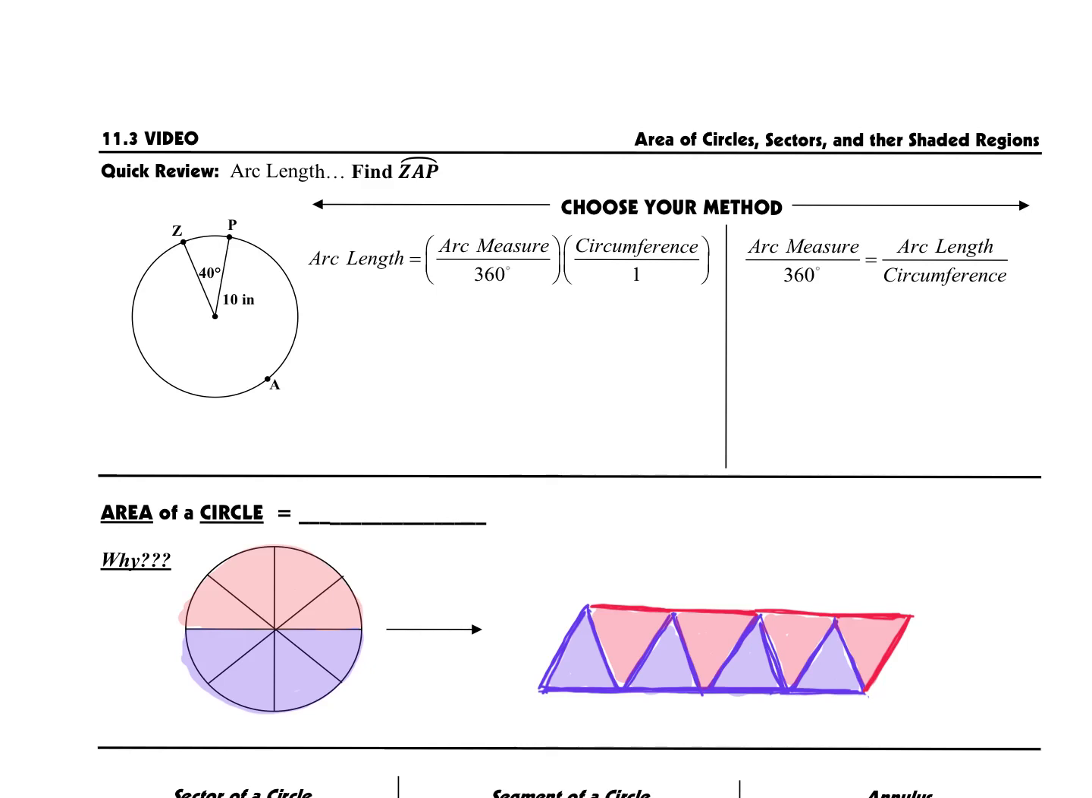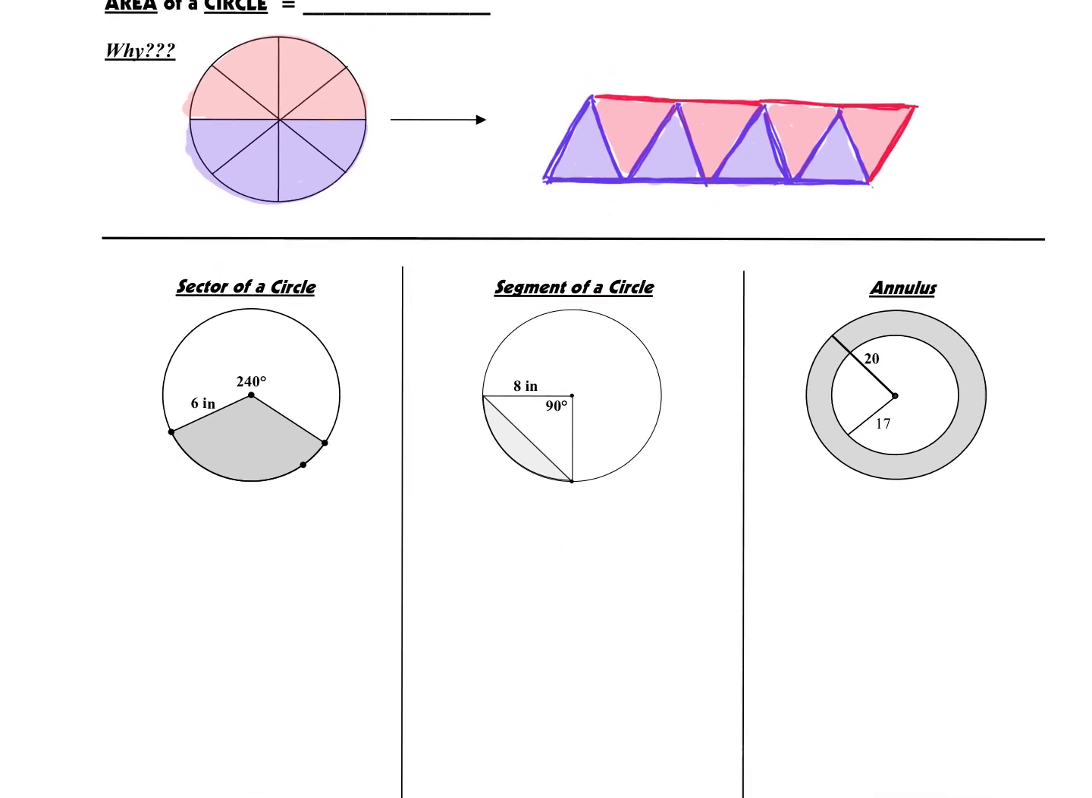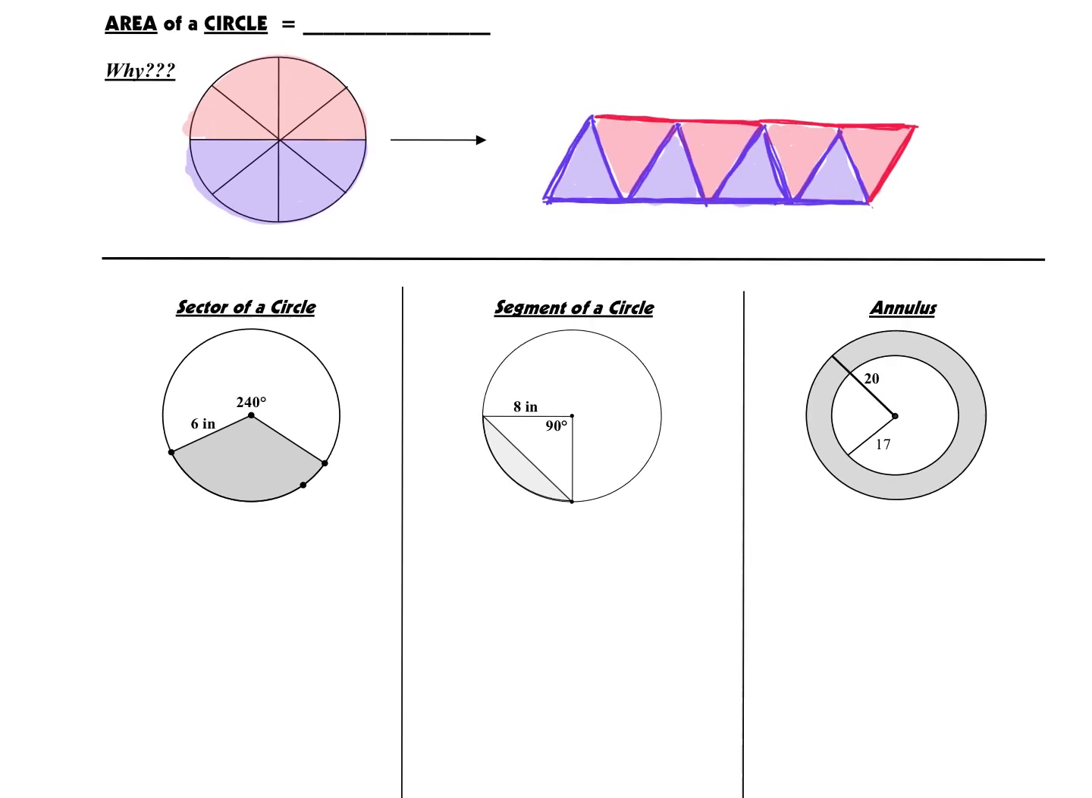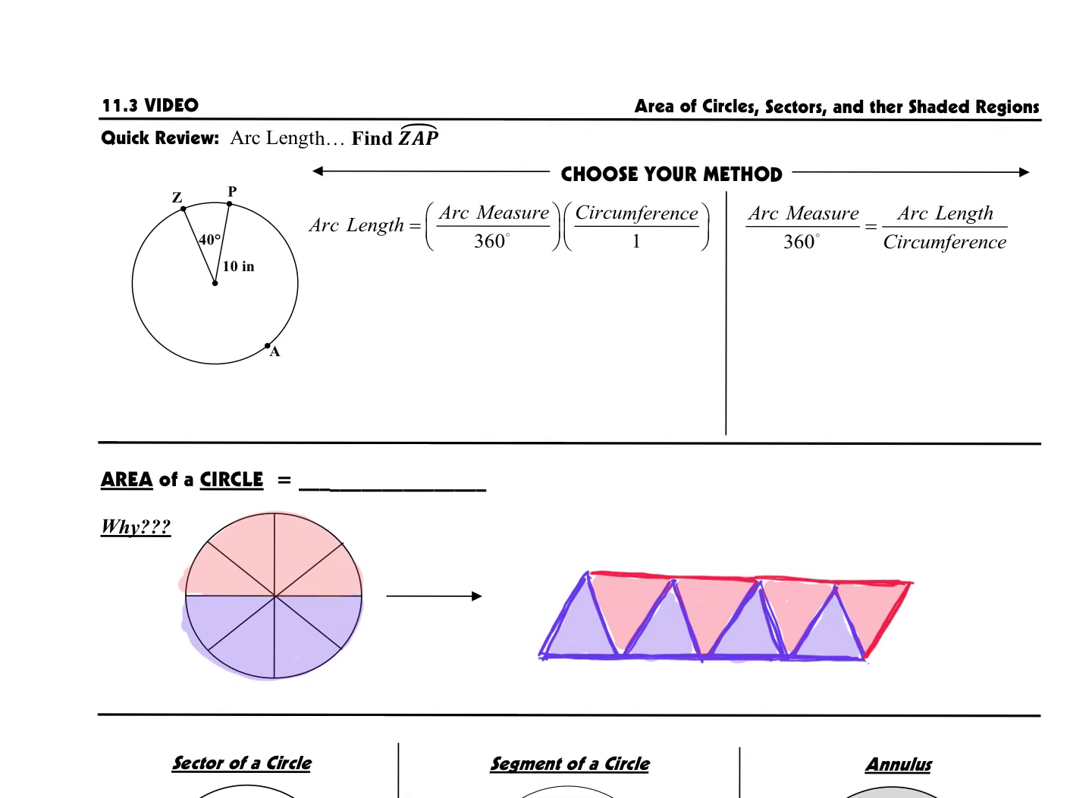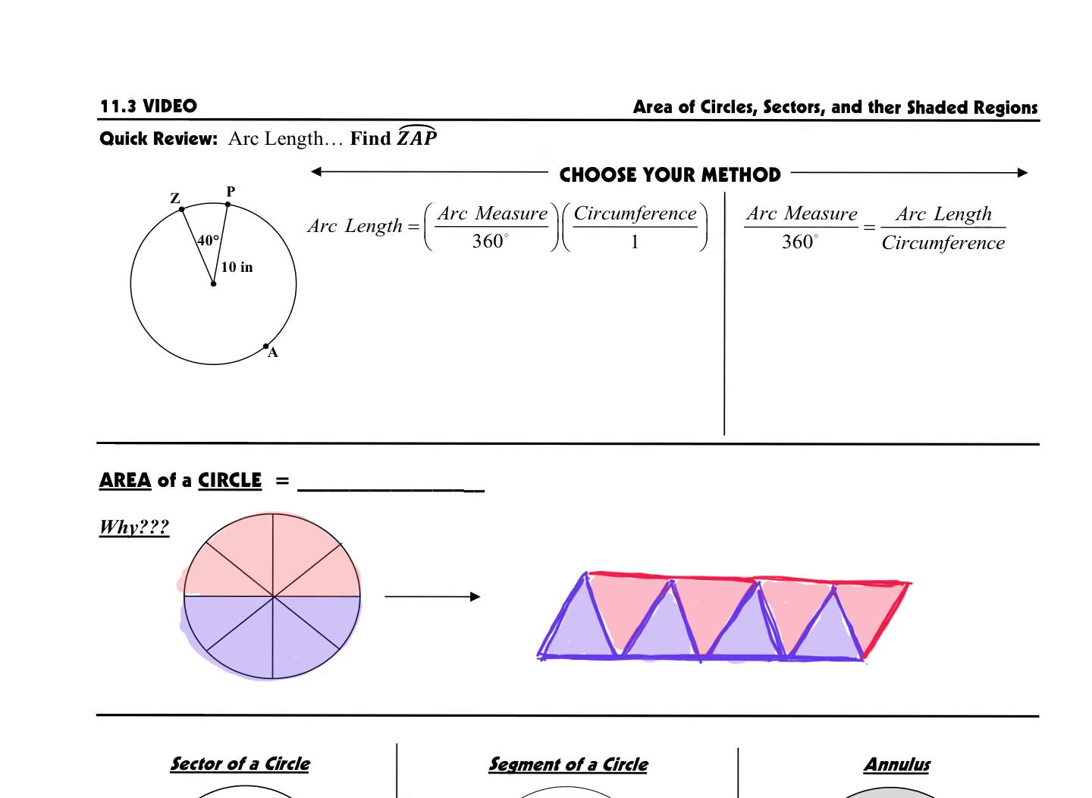In this video, we are going to do a quick review related to arc length, and then we are going to develop the formula for the area of a circle, and then at the very bottom of our page, we are going to look at some special shaded regions in terms of circles. We'll use those for other things later, but for right now, that's what we're going to focus on.